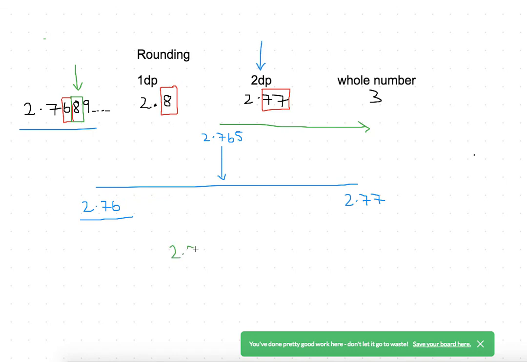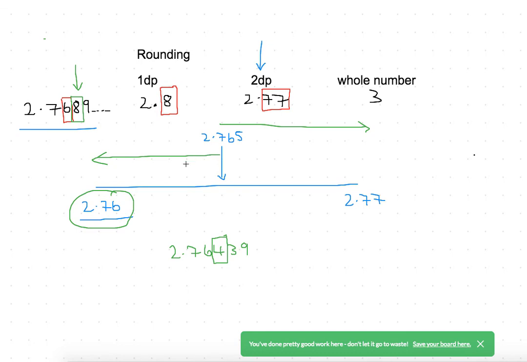Let's say it was 2.76439. This time you would look at this digit. Well, sorry, we're looking at the same digit, it's in the same place, but this time it's a 4. So if it's a 0, 1, 2, 3 or 4, it means we're in this section of the number line, and then the nearest number with 2 decimal places to that will be 2.76.